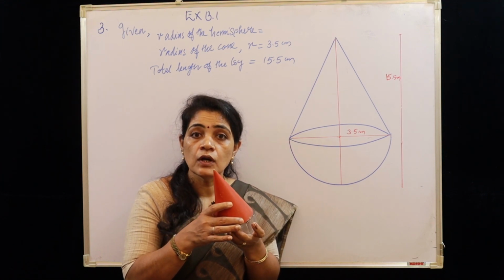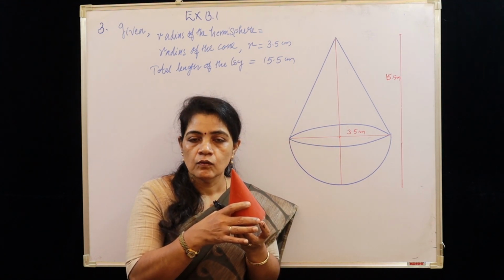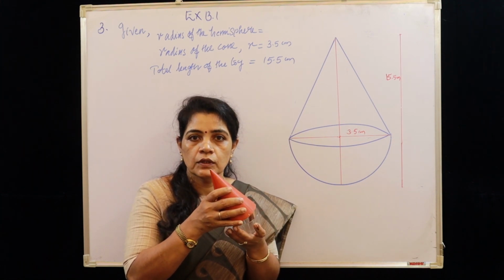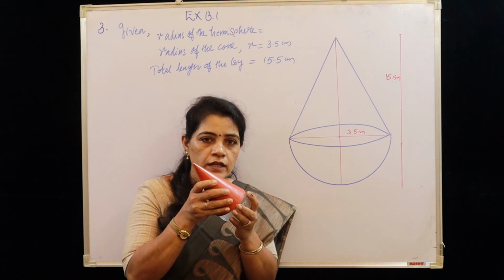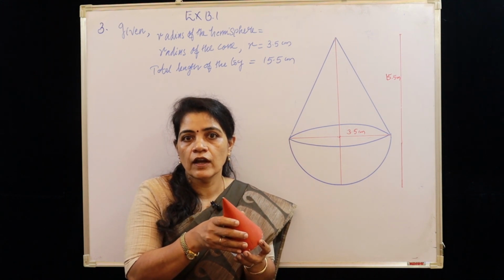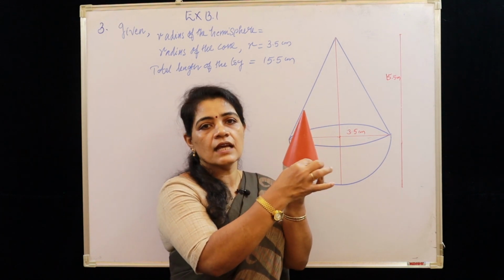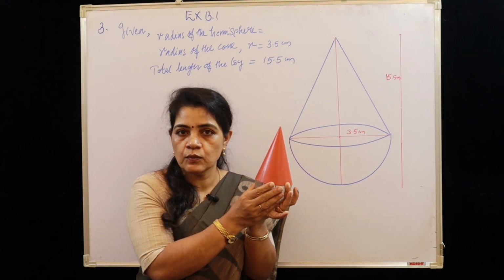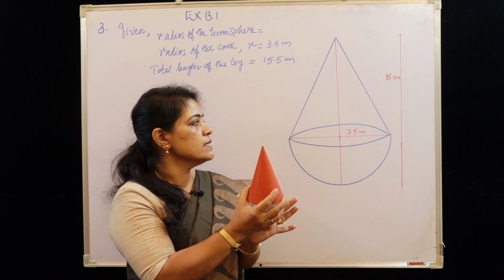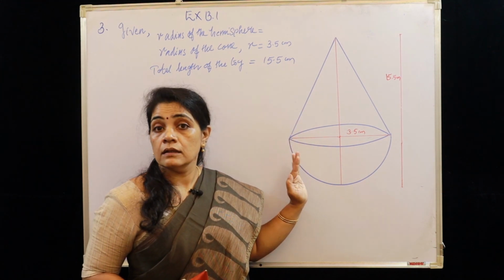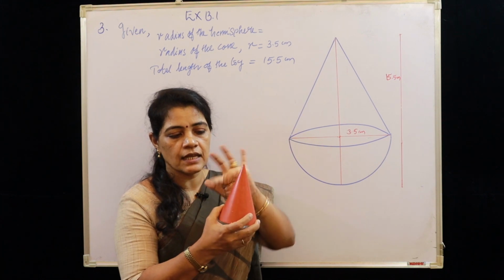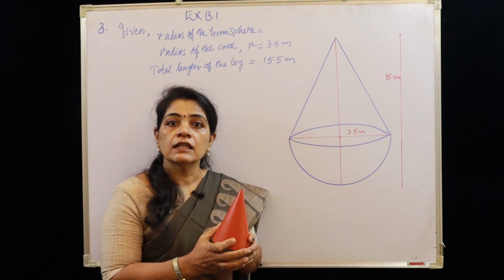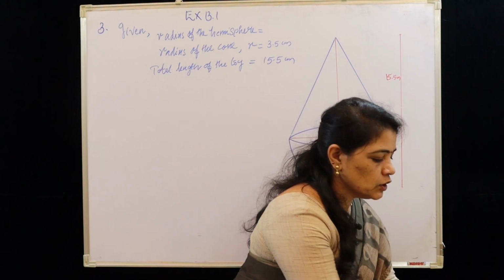Okay, that means you have to add. What do we have to add? Should we add the TSA of the cone with the TSA of the hemisphere? No. This face and this face are coinciding, so that need not be considered. We have to consider only the CSA of the cone plus the CSA of the hemisphere. Clear, children? In order to get the TSA, we have to add the CSA of the cone plus the CSA of the hemisphere.